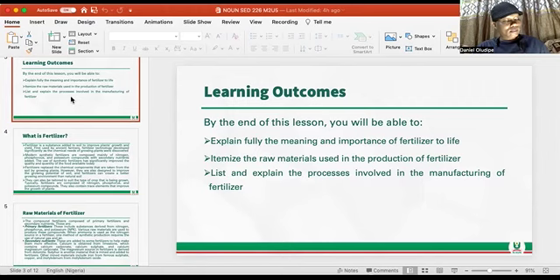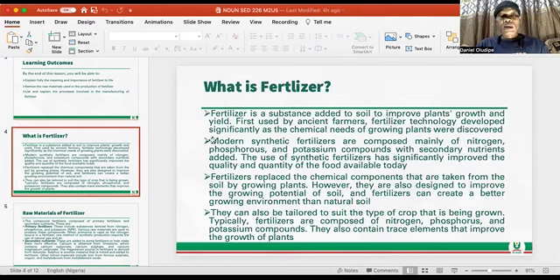What is fertilizer? Anyway, fertilizer is a substance added to soil to improve plant growth and yield. It was first used by ancient farmers. Fertilizer technology developed significantly as the chemical needs of growing plants were discovered.